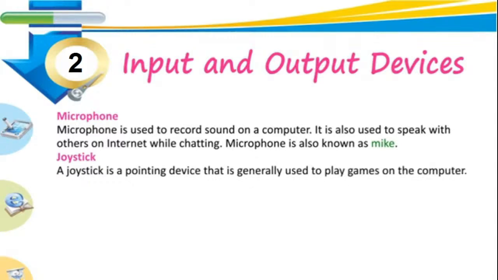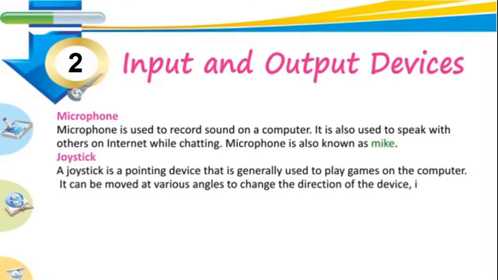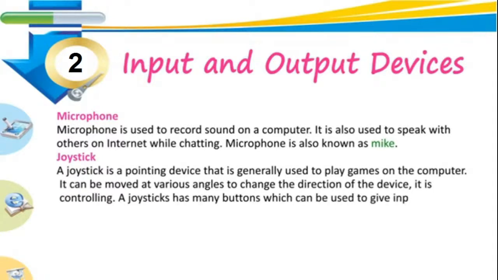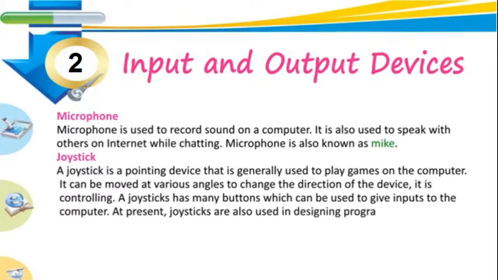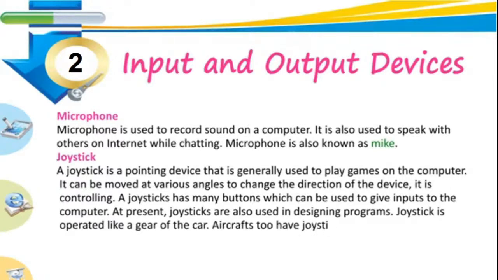Joystick. A joystick is a pointing device that is generally used to play games on the computer. It can be moved at various angles to change the direction of the device it is controlling. A joystick has many buttons which can be used to give inputs to the computer. At present, joysticks are also used in designing programs. Joystick is operated like a gear of the car. Aircrafts too have joystick. A pilot uses a joystick to control the flight of a plane.